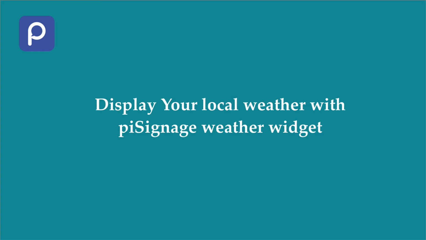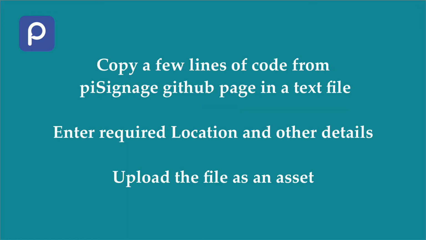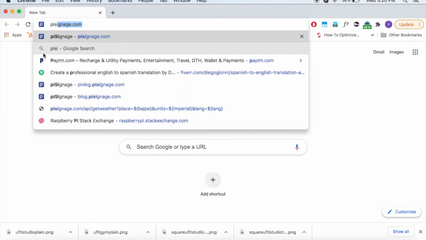In this video, we will see how to show local weather in your PySignage display with the simple weather widget. All we have to do is copy a few lines of code from our GitHub page in a text file, enter location details and upload the file as an asset. Let us look at it step by step.